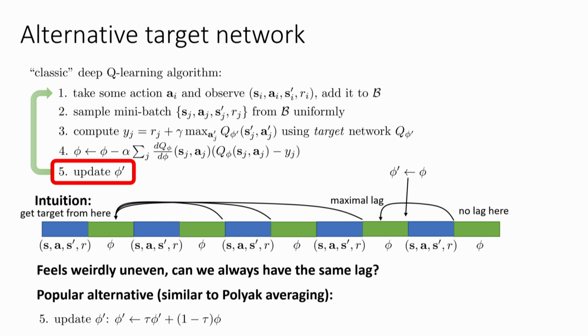So you basically set the new phi prime to be the old phi prime times some constant tau plus 1 minus tau times the new parameter vector. So if you use, let's say, tau equal to 0.999, then 0.1% of the numerical magnitude in phi prime will come from the latest parameter vector, and the rest will come from the old parameter vector.